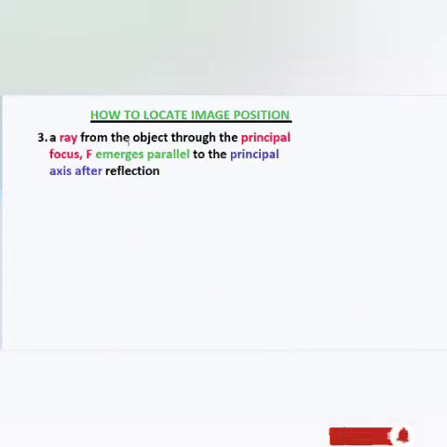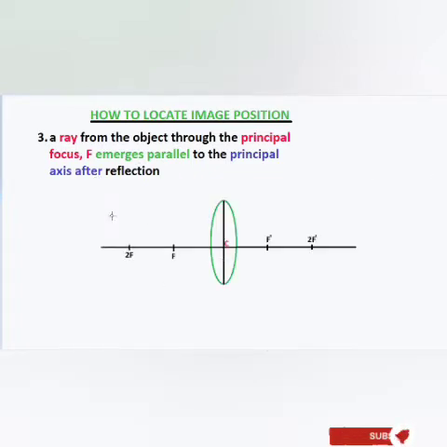3. A ray from the object through the principal focus F emerges parallel to the principal axis after refraction. Again, let me draw a ray that passes through F. When the ray passes through F and strikes the lens, it will be refracted parallel to the principal axis. Let me indicate my direction. That's the incident ray. The refracted ray is represented by the green line. So you see that it is refracted parallel to the principal axis, that is from 2F to 2F prime.